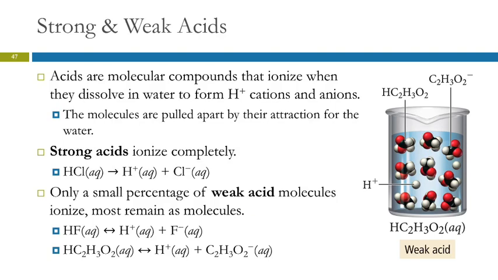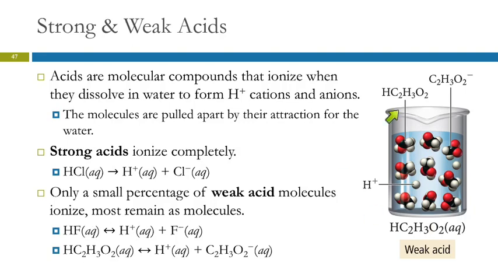So here are two examples of weak acids, hydrofluoric acid and acetic acid. And so here, instead of a single-headed arrow in the chemical equation, we write a double-headed arrow. That indicates that the reaction goes both ways. So we've got some of this, HF, intact molecules. We also have some hydrogen ions and fluoride ions.